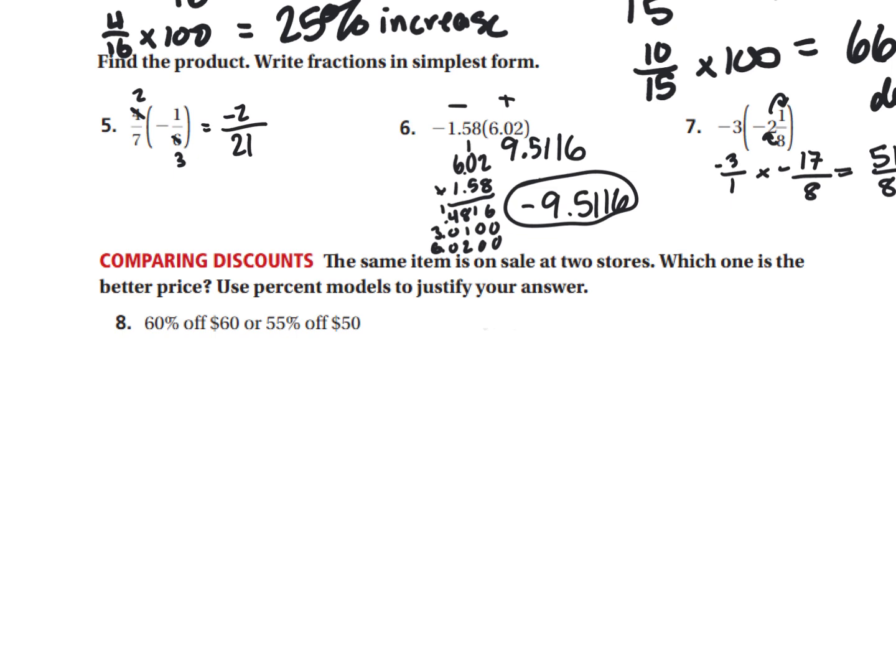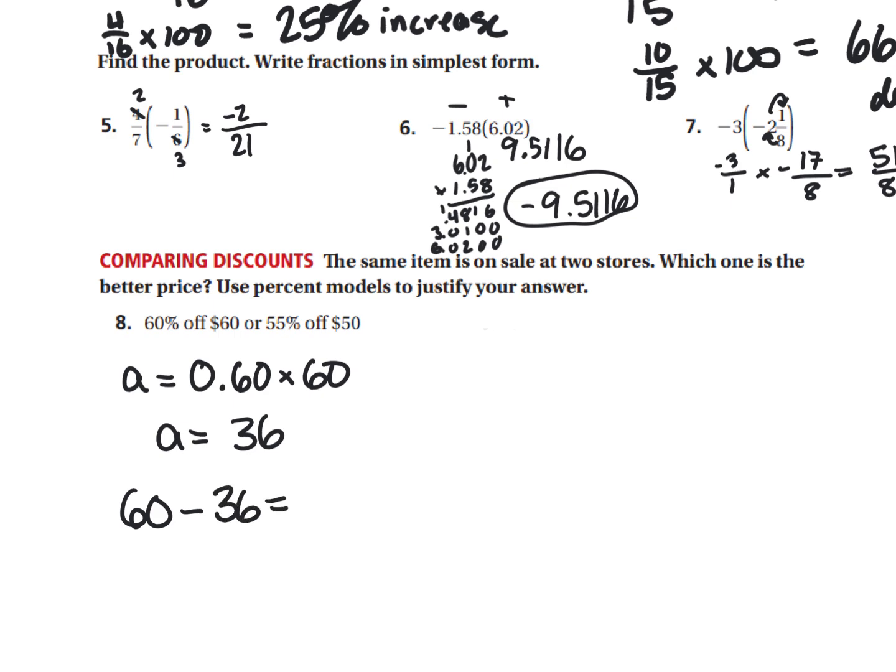Okay, so for this one, I know that my amount of discount, I'm going to call it A, is equal to 0.60, change my percent to a decimal, times 60, my original price, meaning my amount of discount is going to end up being, if I type this in quick, 0.6 times 60 is $36. Since that's my amount of discount, I'm going to take it away from my original price, leaving me with $24. Okay, that is method 1, find the amount and then subtract it off.